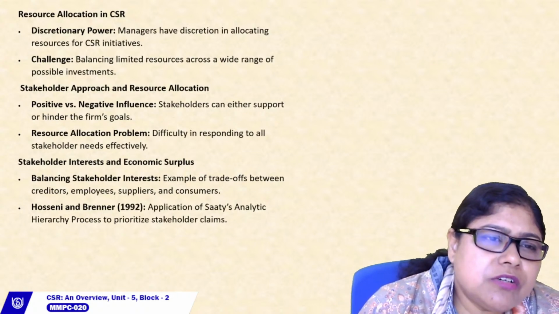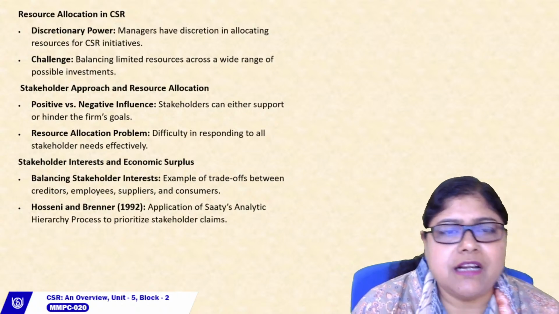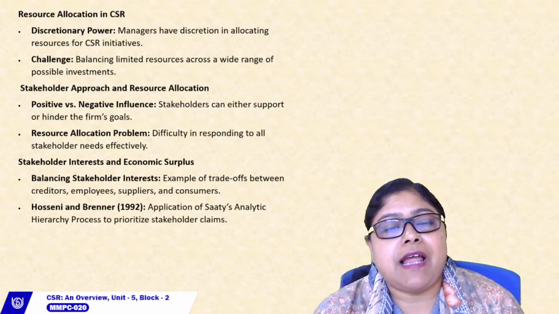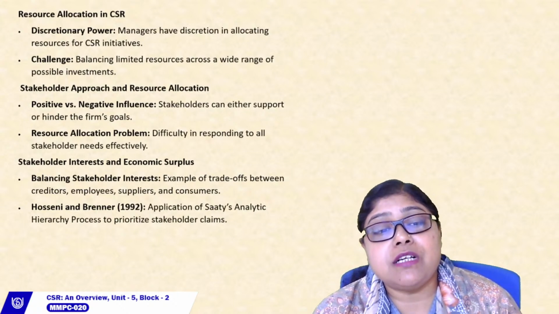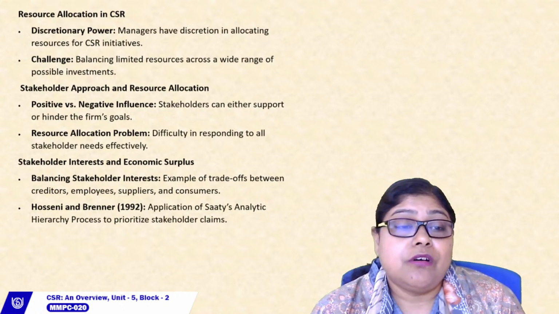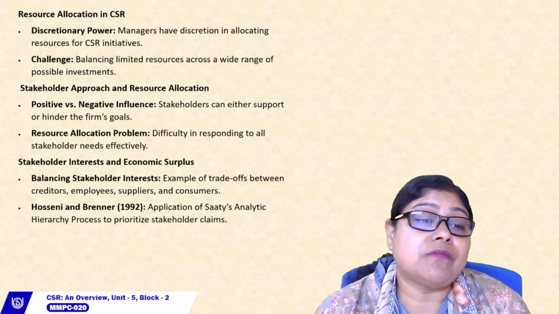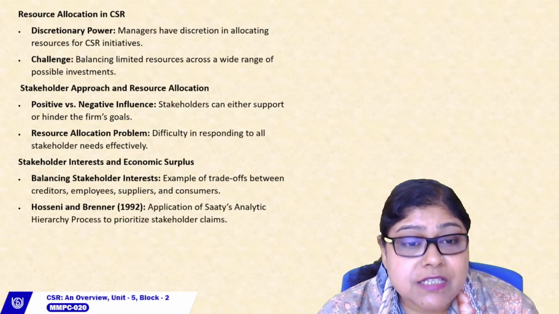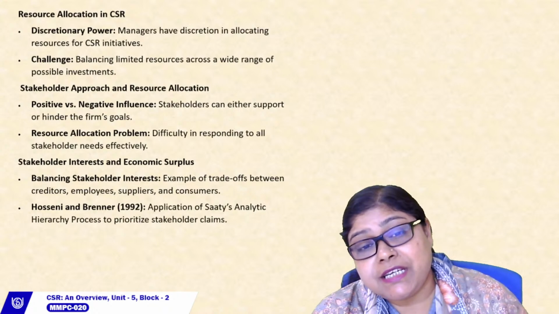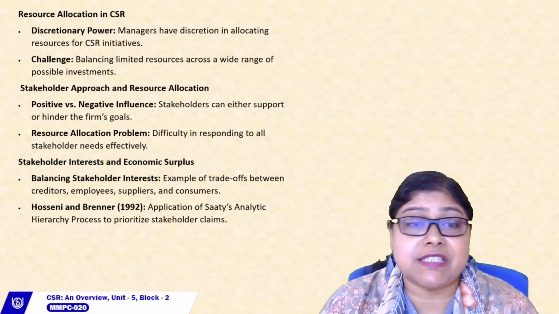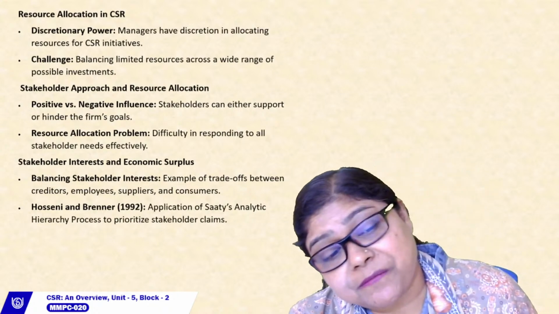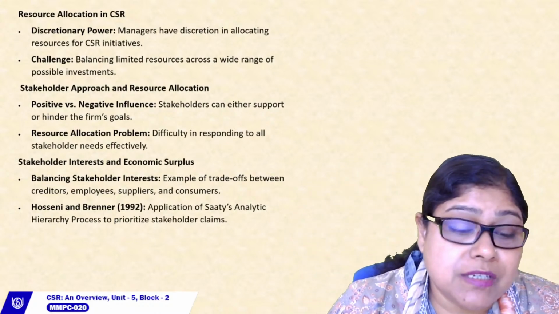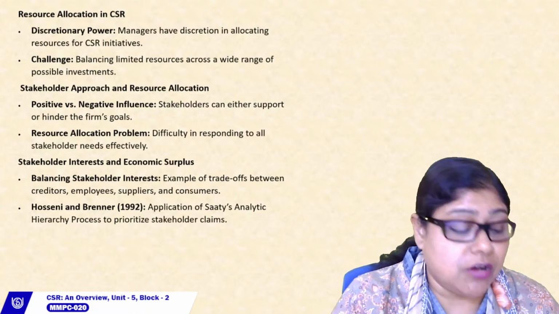Now we are talking about stakeholder approach and resource allocation. There is both positive and negative influence, where stakeholders can either support or hinder the firm's goal. The second problem is the resource allocation problem. There is also difficulty in responding to all the stakeholders' needs effectively. So now we'll discuss stakeholder interest and economic surplus.